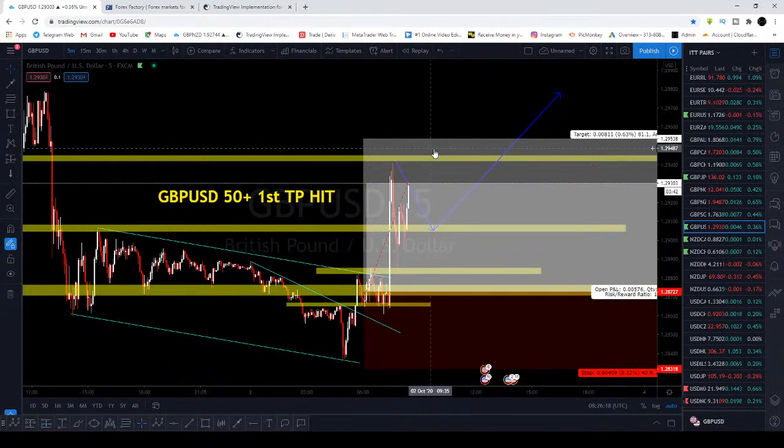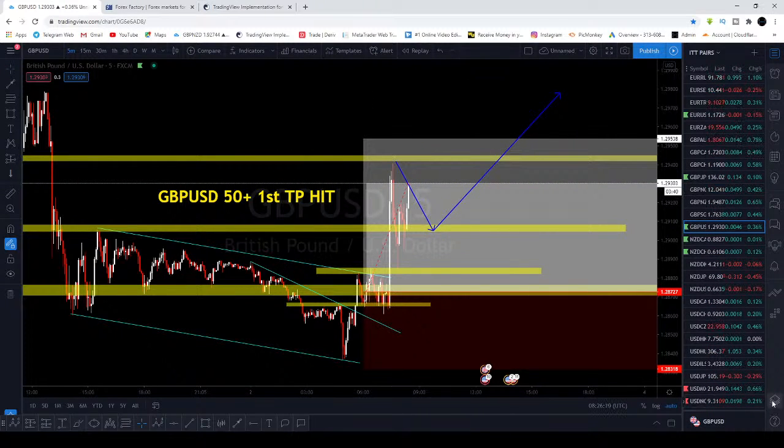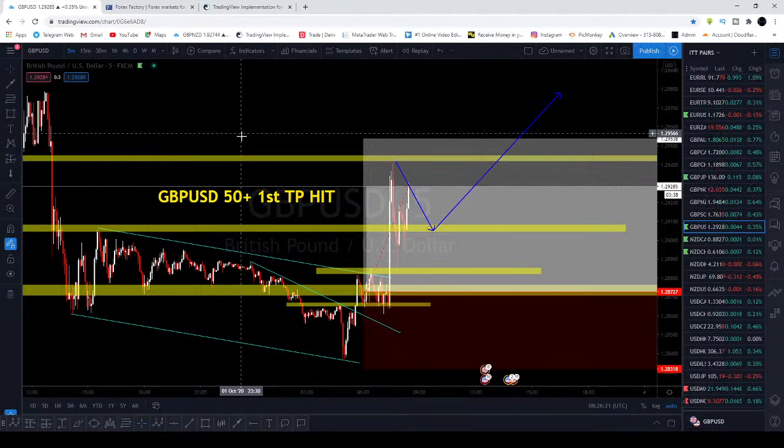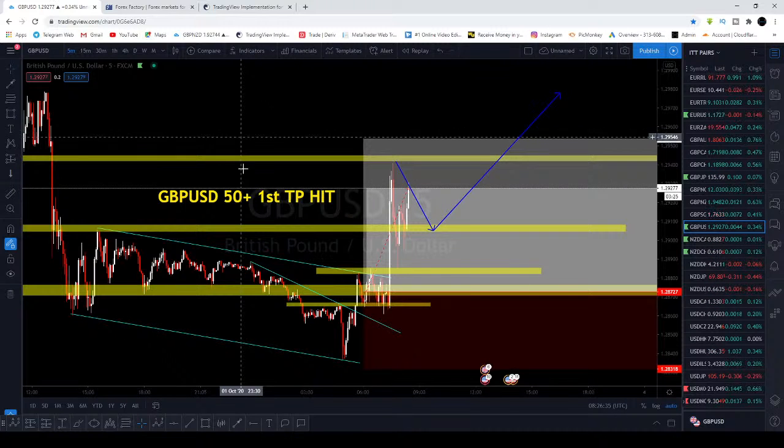Come on, GU is now going for our second take profit for about 81 pips, right? Let's go, man. So we are waiting for the second take profit to hit.